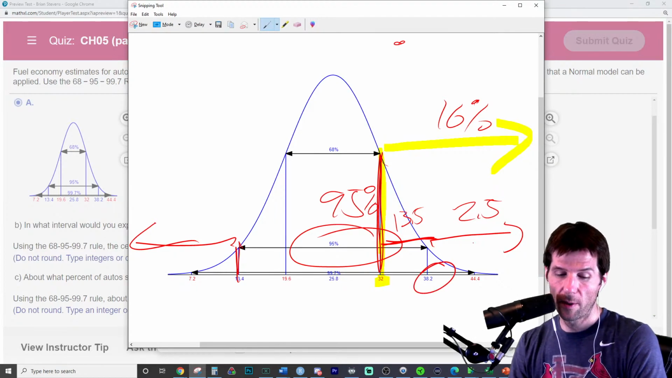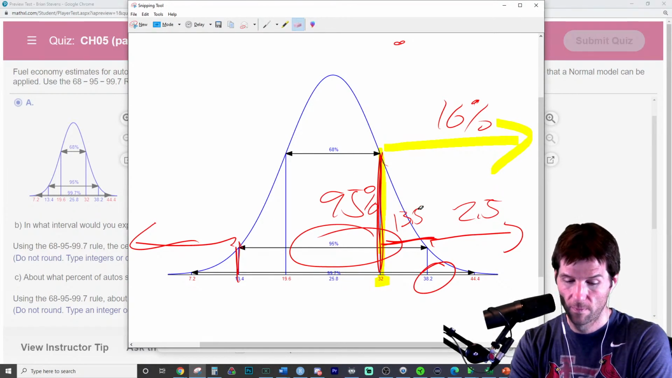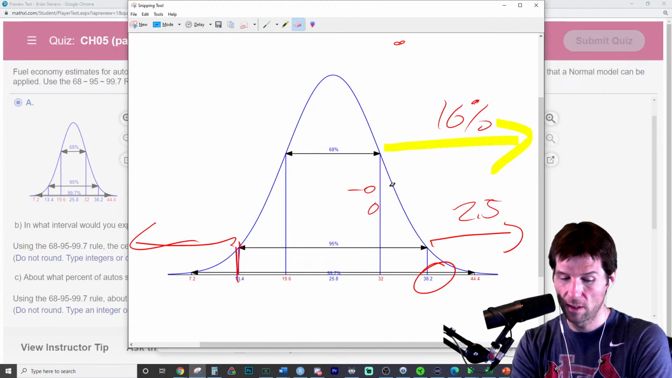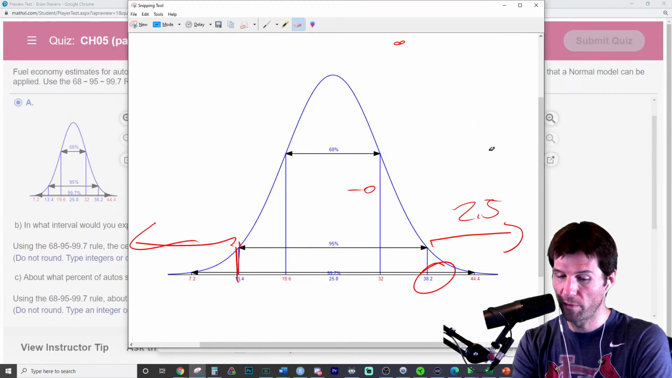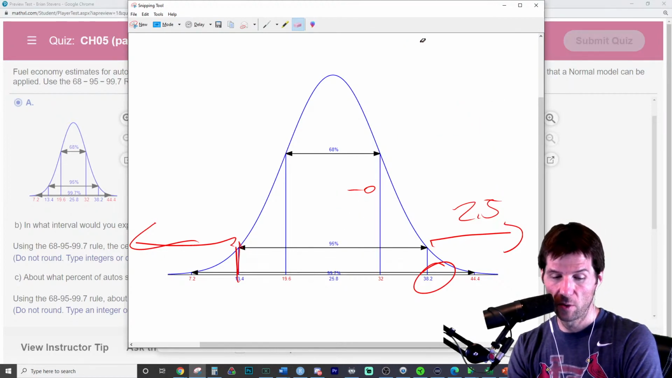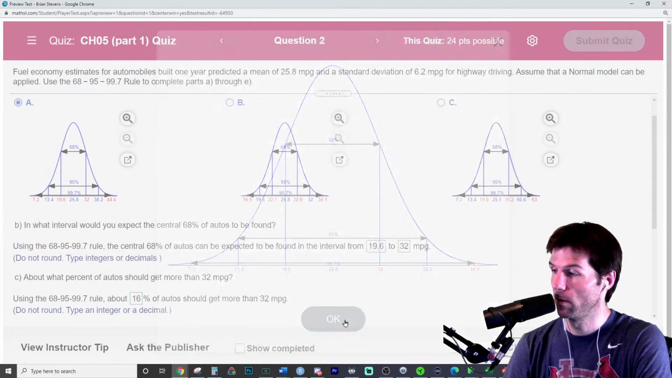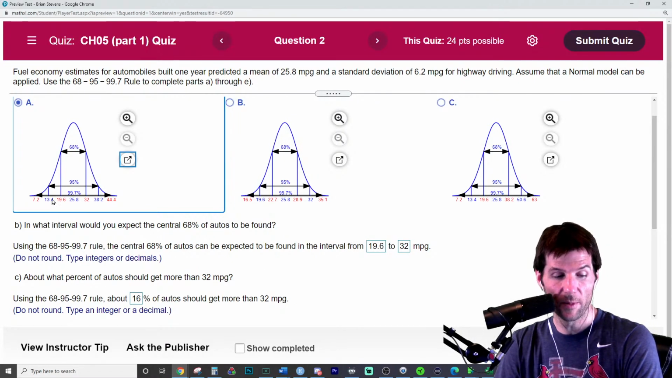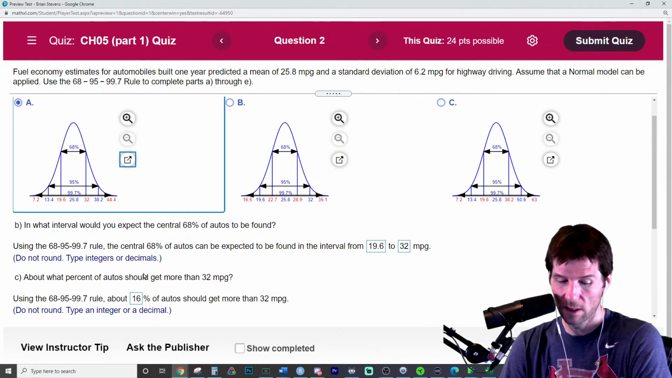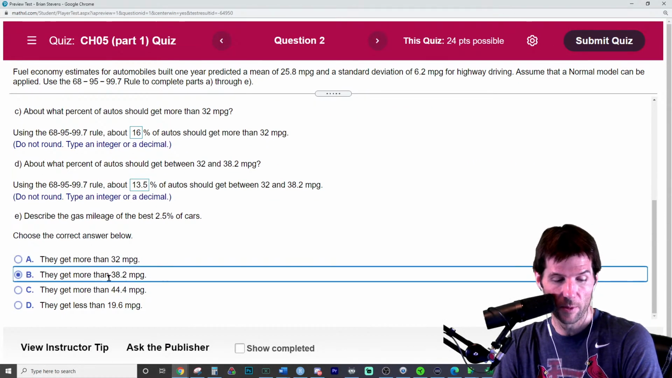So that's the best 2.5% of cars, because this is the upper 2.5%. So there we go. The best 2.5% of cars have a gas mileage of at least 38.2. If mine says worst, then it's going to be the other side of the graphic. Does that make sense, Tiffany? Right there, if it says the worst, it's going to be the other side of the graphic.